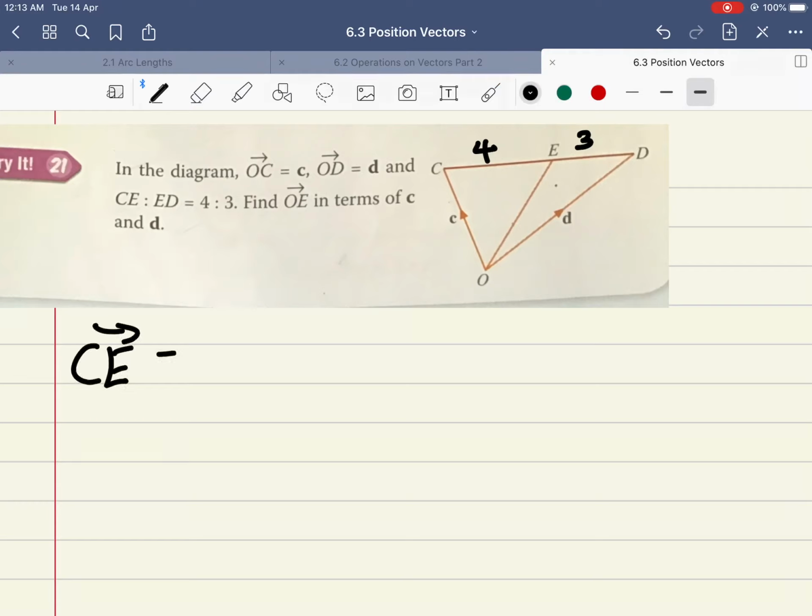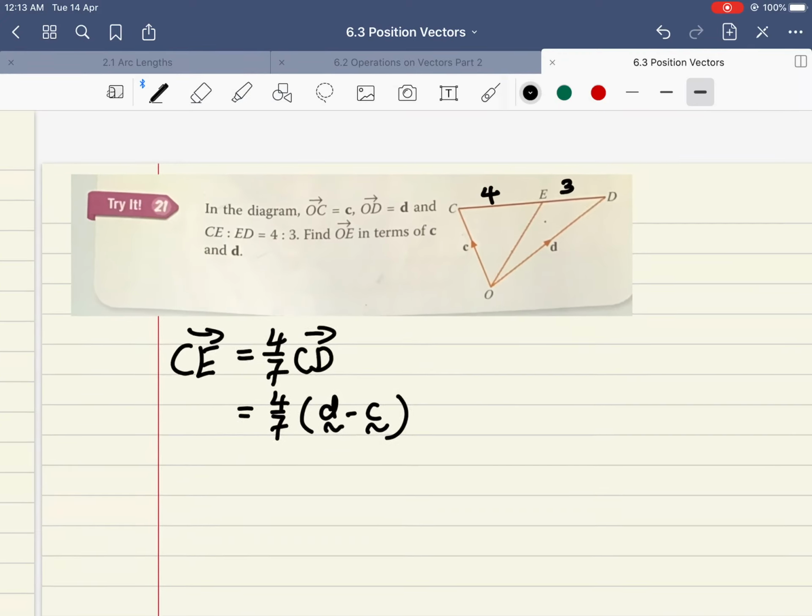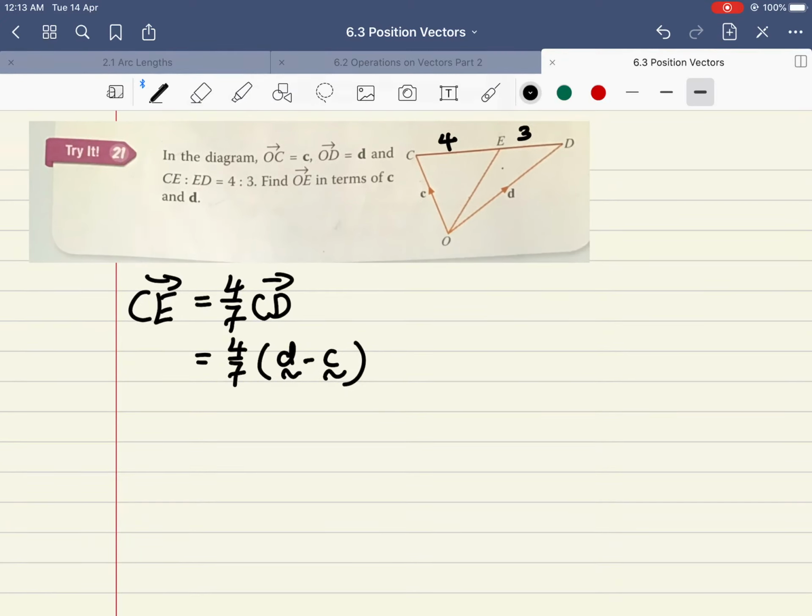So I can write this down. I will say that CE is equal to 4/7 of CD. So I can say that CE is 4/7 of D minus C. Second letter minus away the first letter. Now I want to find OE. So what is OE? OE is simply equal to OC plus CE.